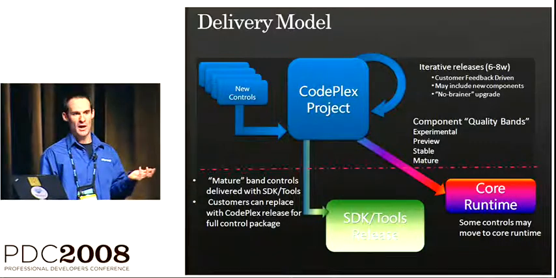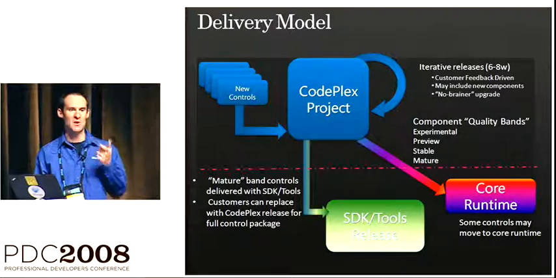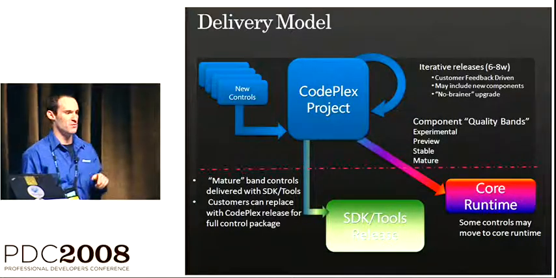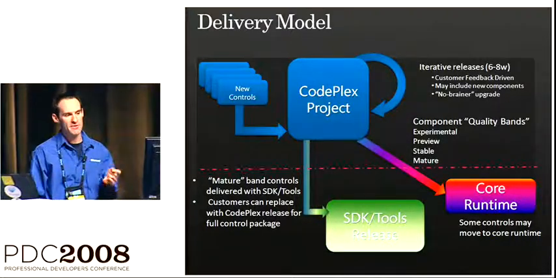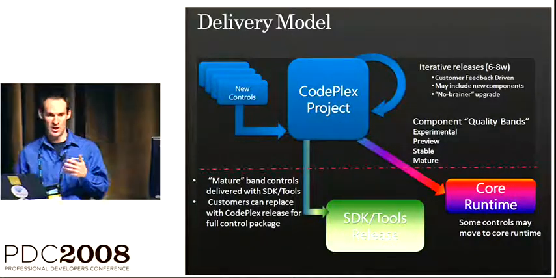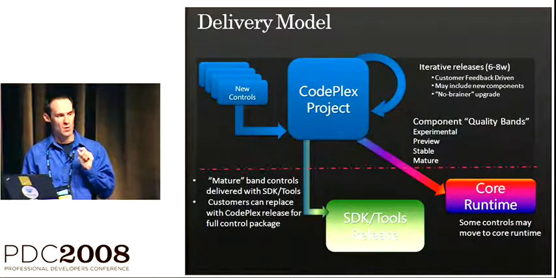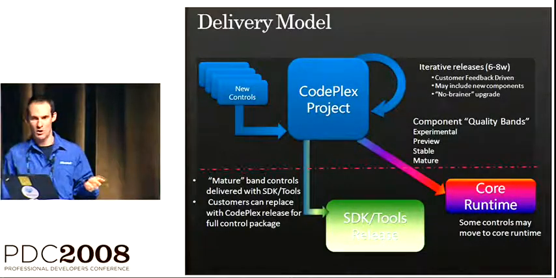So if you think about a component like a hyperlink control, it doesn't do a lot of stuff. So even in the preview band, it's pretty useful for most folks. Preview controls may have some breaking changes between versions as we respond to feedback and make sure we get it right. But once we slow that stuff down and the feedback becomes more on the bug fix level, we move things into the stable quality band.